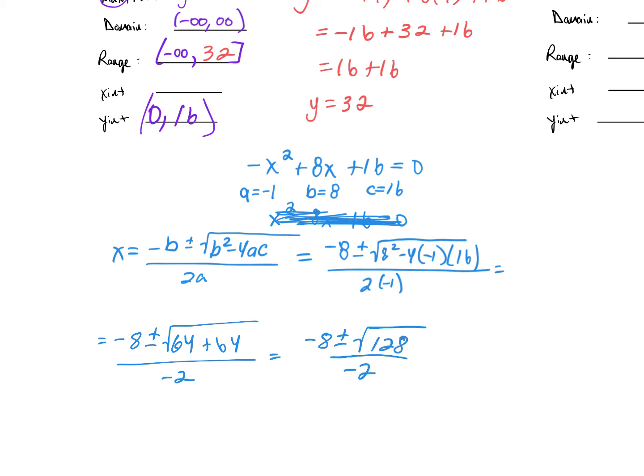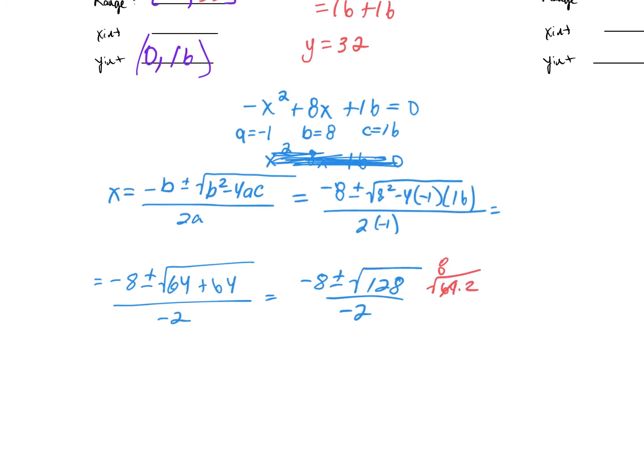Can I stop here and say it's imaginary underneath the radical? No, it's not. It's going to be a gross number, but it's definitely not negative. I can break 128 up into 64 times 2. Square root of 64 is 8, correct? So this is the same as negative 8 plus or minus 8 square root of 2 over negative 2.